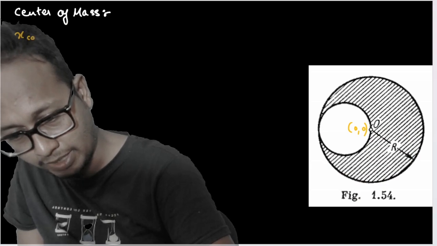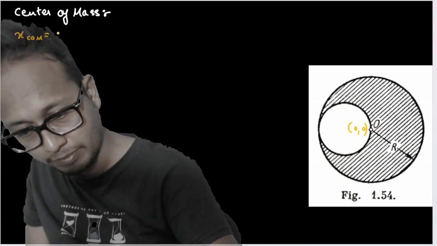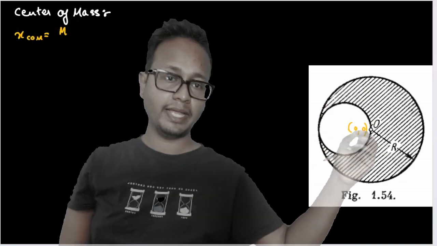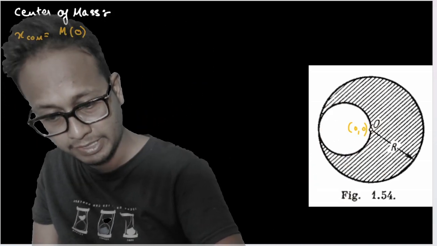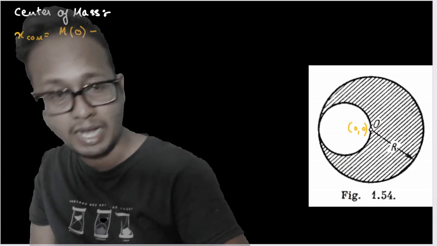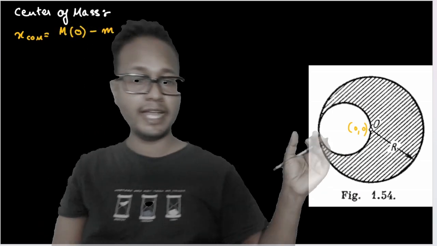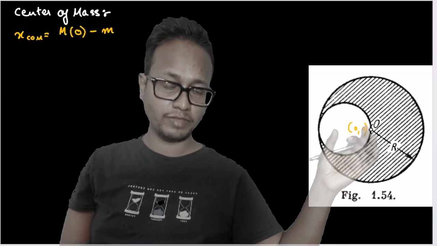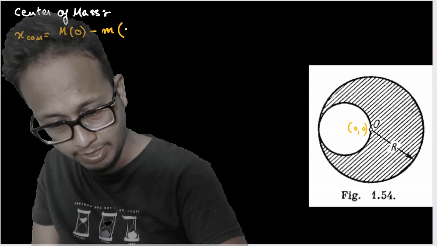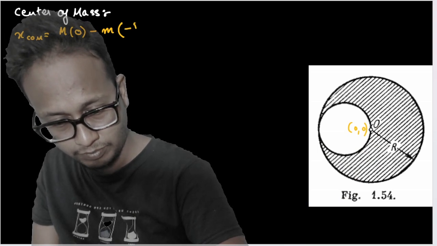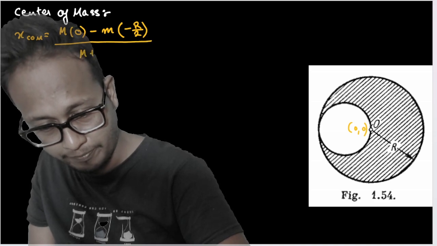So x center of mass is nothing but the mass of the entire shaded part, which is m, into the x coordinate of the entire shaded part, which is nothing but 0, minus the mass of the empty part. The mass of the empty part is small m into the x coordinate of the center of mass of the empty part, which is minus r by 2, divided by the total mass m plus m.